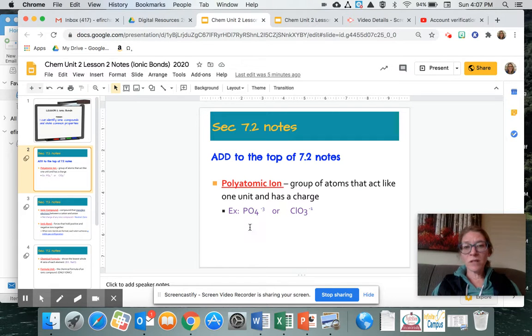So PO4 is phosphate. That whole group of atoms has a -3 charge. ClO3 is chlorate. That whole group of atoms has a -1 charge. So it's not like chlorine and oxygen are working separately. They are working together as a team. So I'll have you add that to the top of your notes.